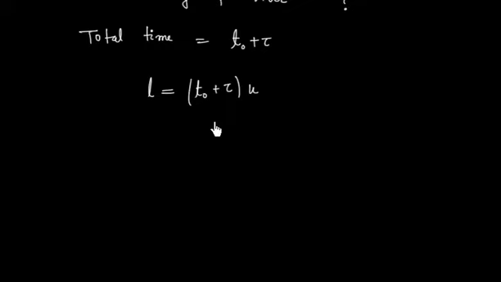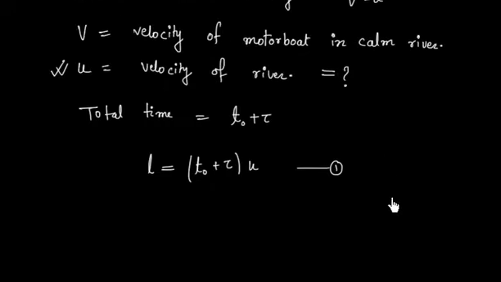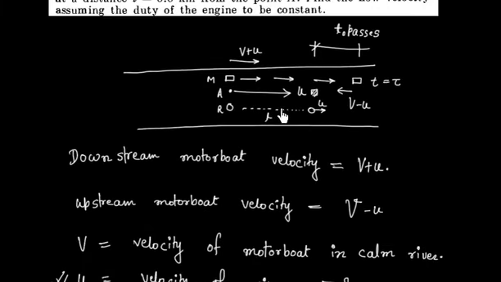So we have an equation here. Are you getting or not? Because we can calculate this distance by simply multiplying by the total time. Total time is t naught plus tau, and this is equal to L, which is (t naught plus tau) multiplied by u.